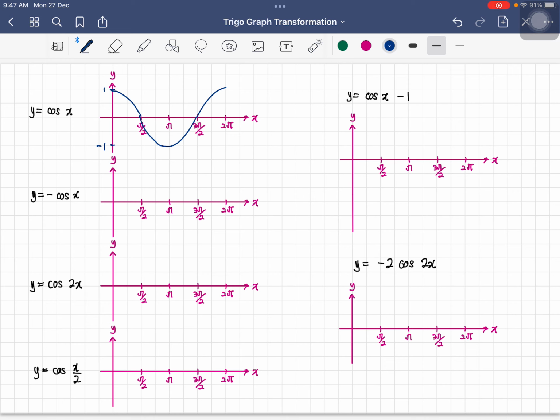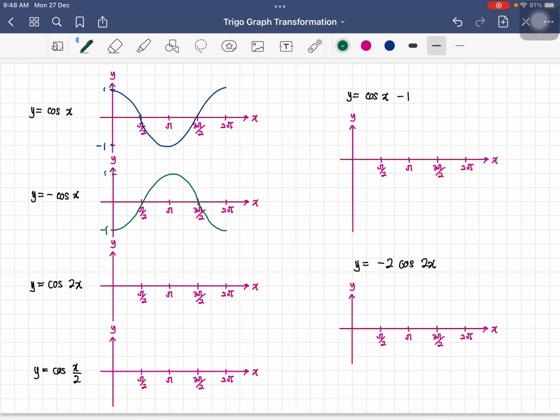Then if I'm going to sketch the negative of cos of x, meaning that I'm going to reflect this about the x-axis, I'm going to mirror it. So I'll have something like this. That one will be shifted to this one. So this is -1 and this is 1. It will be something like this. So now it is actually mirrored about the x-axis, right?